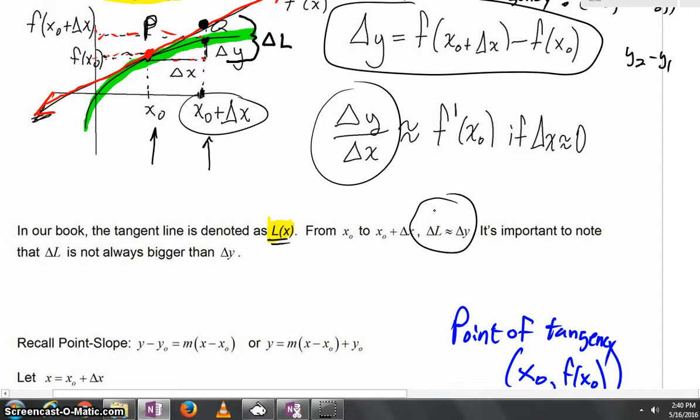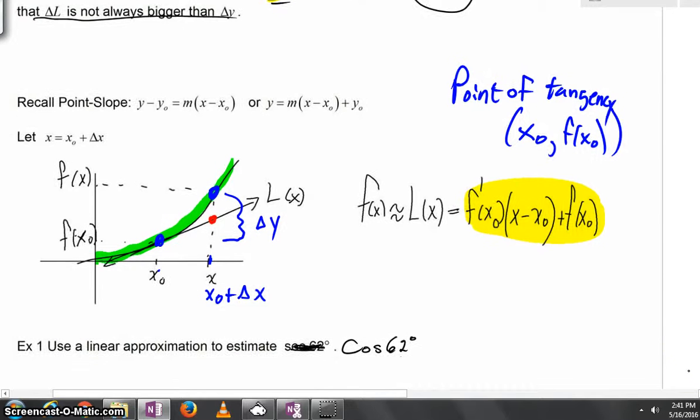And it's important to note that this delta L, the change in y on the tangent line, is not always going to be bigger than the true change of y values on the curve. But here's where we're going, really, for the big idea today. We're going to write the equation of a tangent line like you've been doing for the last month. But we're just going to go one step further. We're now going to use it to get some information.